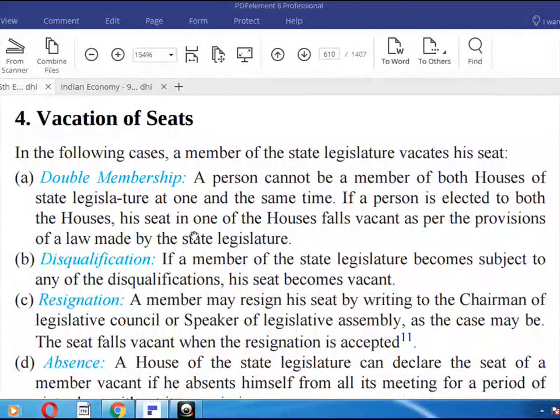Vacancies of seats. Vacation of seats. In the following cases, a member of the state legislature vacates his seat: double membership, disqualification, resignation, absence. Double membership: a person cannot be a member of both Parliament and the state legislature at one and the same time. If a person is elected to both houses, his seat in one of the houses falls vacant as per the provisions of a law made by the state legislature.